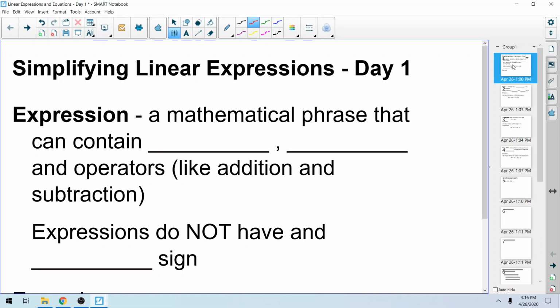Okay, everyone, welcome to Linear Expressions and Equations Day 1. There are 3 days to this unit, and then a test, and then the year is over. So I figured for this unit we would just go back and review things that we did at the very start of the school year.